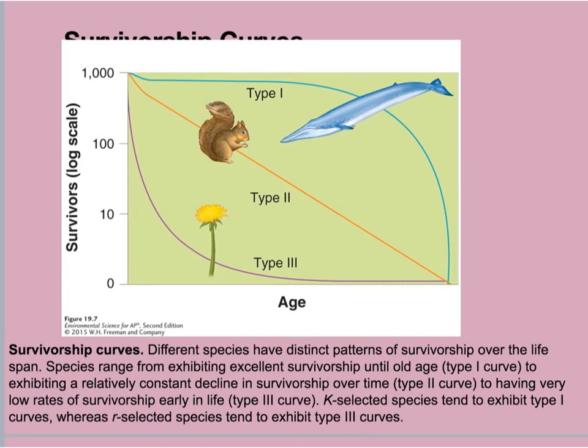And it ranges from exhibiting excellent survivorship up until old age, a type 1, to exhibiting a relatively constant decline in survivorship, what we call a type 2, or the squirrel example, to having a very, very low rate of survivorship, what we call type 3 curve, as seen in the dandelion.